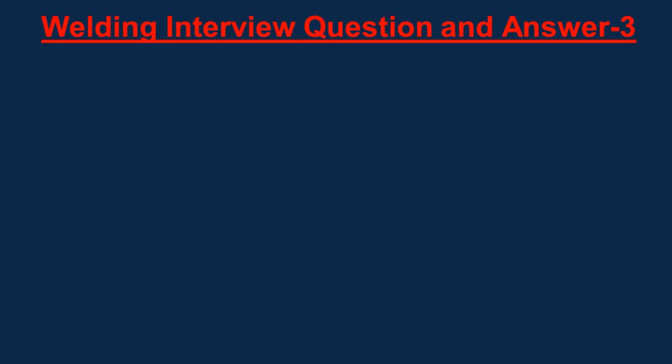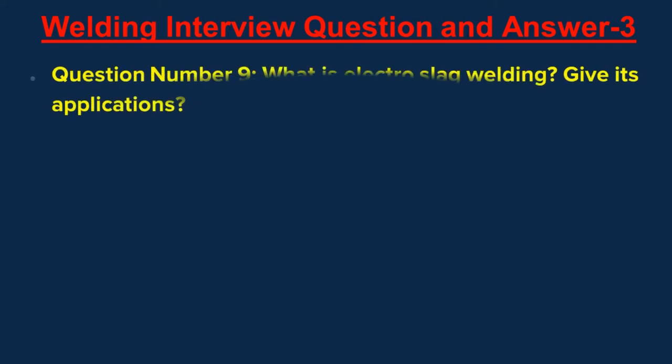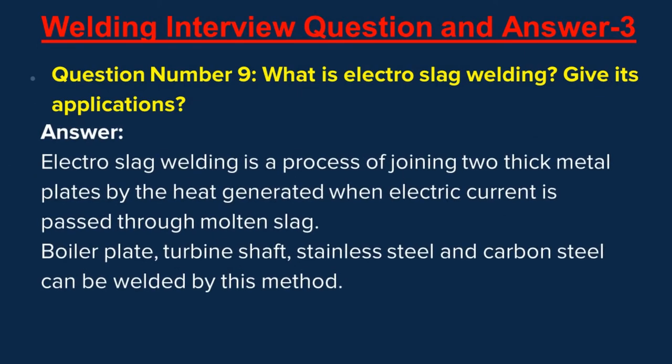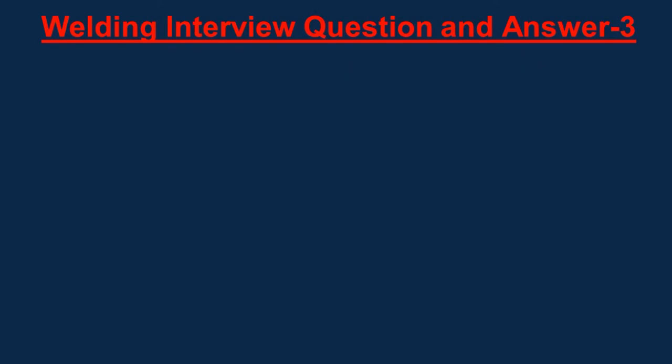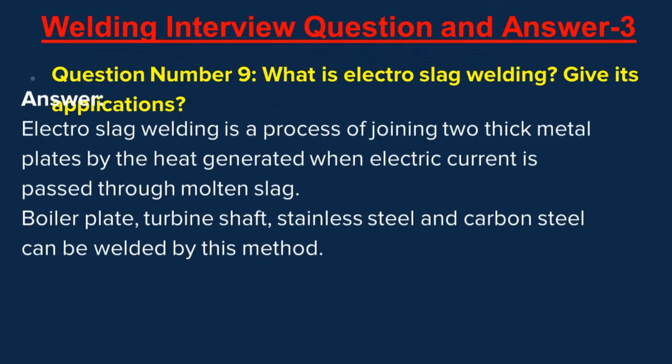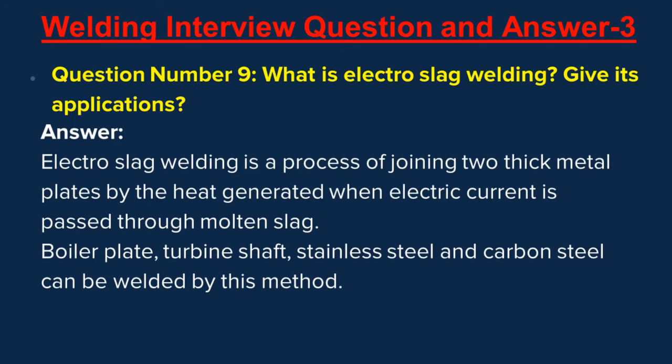Question number 9. What is electroslag welding? Give its applications. Answer. Electroslag welding is a process of joining two thick metal plates by the heat generated when electric current is passed through molten slag. Boiler plate, turbine shaft, stainless steel and carbon steel can be welded.